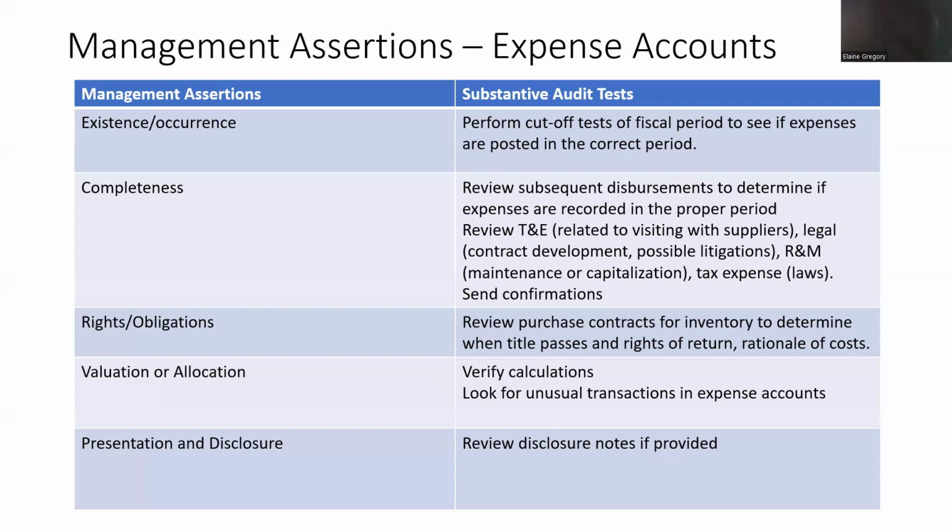We want to review those purchase contracts and look at the rationale of the costs. Did purchase contract costs change? Did inventory cost change? And if so, are we going back and tracing or vouching that data back to the general ledger and back to source documents? Look for unusual, large, or adjusting entries in those expense accounts. There really should be no adjusting entries in these expense accounts. The only time you should see those is if they are moving the expense from one account to another, and those you want to check out.